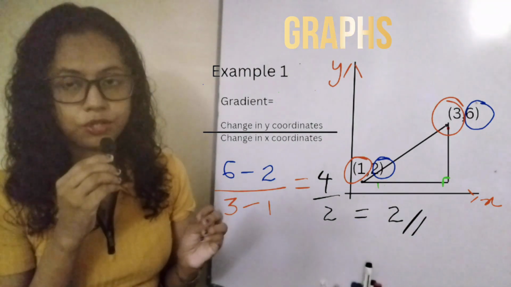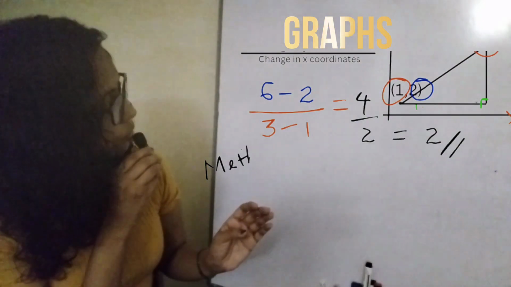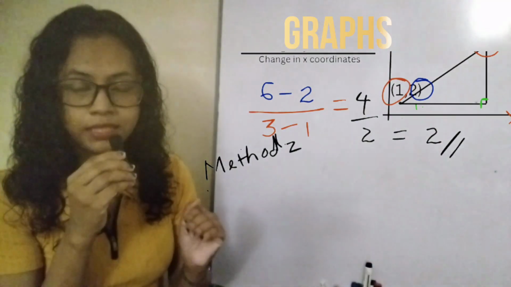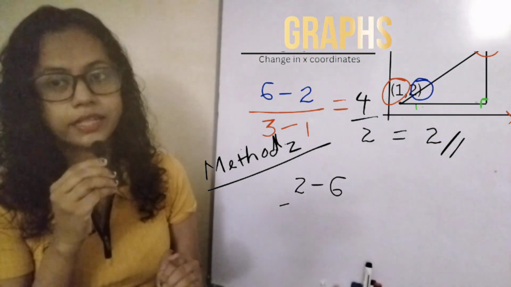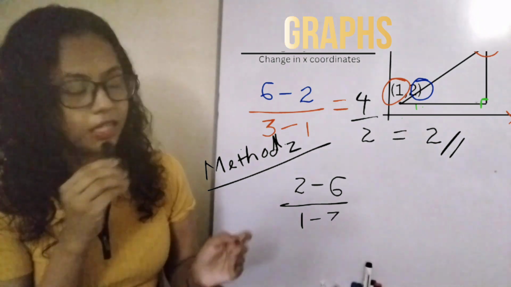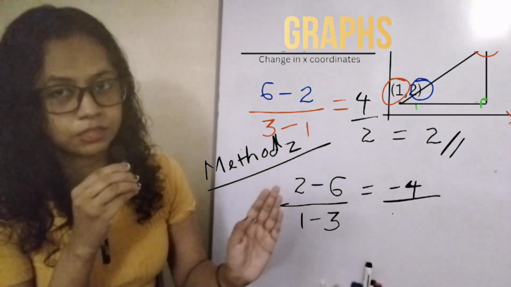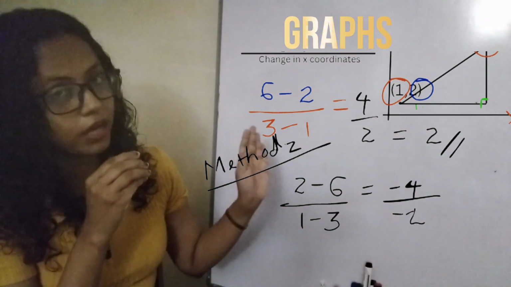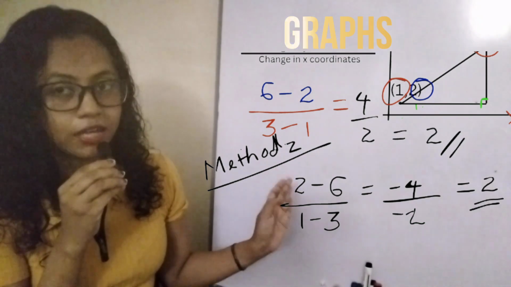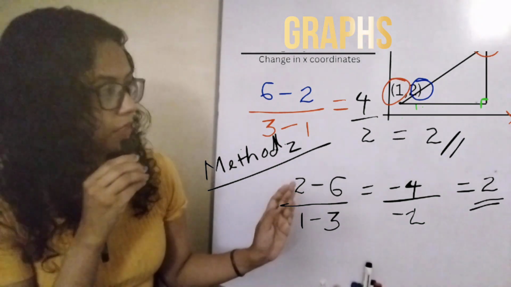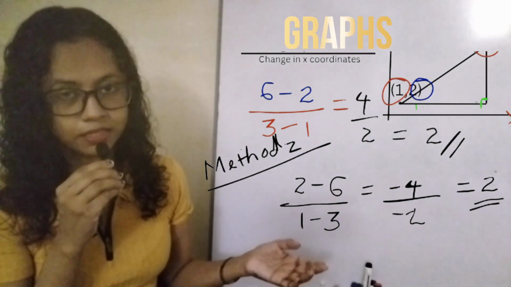So this is one way of finding gradient, or we can use this method. 2 minus 6. If we write 2 minus 6, we should write in the denominator 1 minus 3. The order cannot be changed, right? If we use y2 minus y1, denominator should be x2 minus x1. If the numerator is y1 minus y2, the denominator should be x1 minus x2. Hope you could understand the pattern, right? So we can get the same answer, whatever the method is.